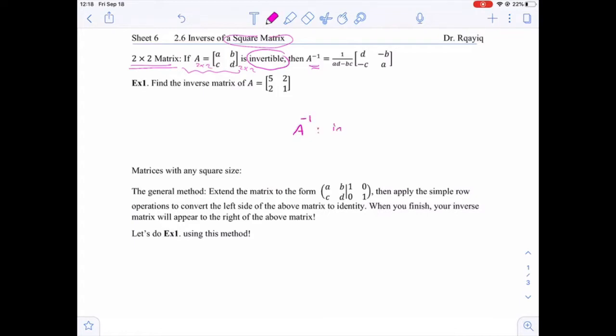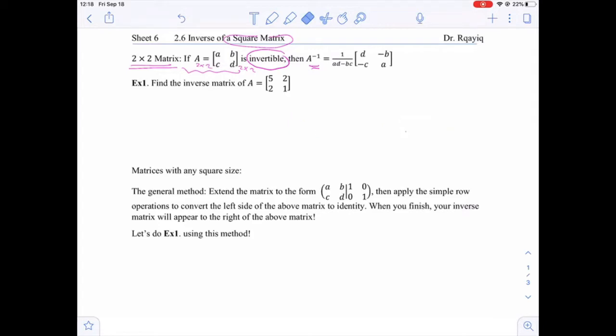This is read as the inverse matrix of A, or the inverse of the matrix A. So this is not -1. This is just notation that indicates we have the inverse of a matrix.